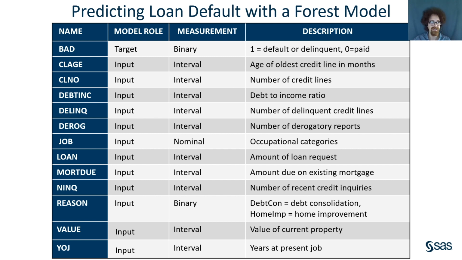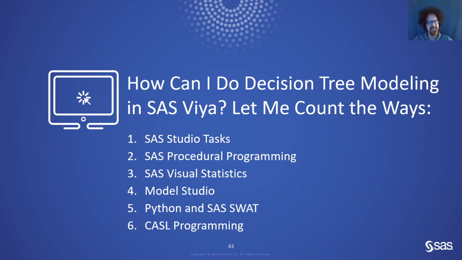The target is bad because it's bad to default on a loan, but it's also bad for binary applicant default. The value of bad will be the binary target variable we will model with the forest models, using the rest of the variables as input. So things like the debt to income ratio, or their home value, or their years on the job. We'll get started with the demos. So we'll have 6 different demos demonstrating 6 different graphical interfaces for building random forest models.